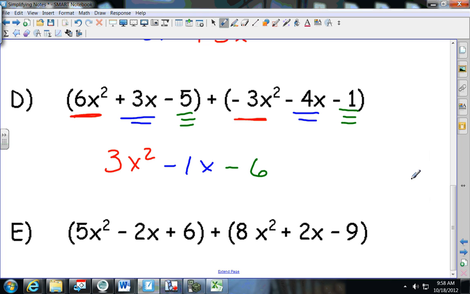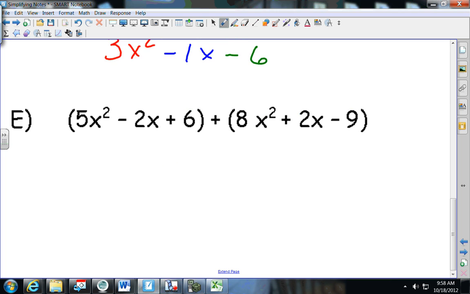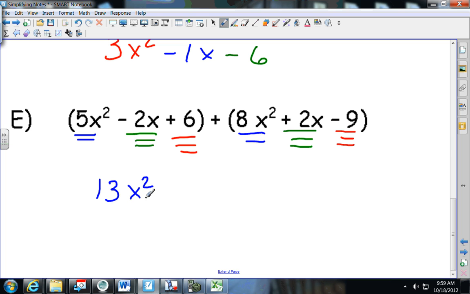So on this one, again, there is an addition sign in between. So what we're doing is we're adding all of these together. I have a 5x squared plus an 8x squared. That is 13x squared. I have negative 2x plus 2x. 2 minus 2 is 0. They go away. There's nothing to write. Then I have 6 minus 9, which is negative 3.